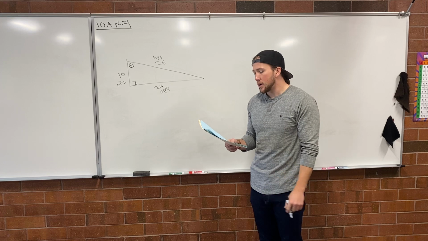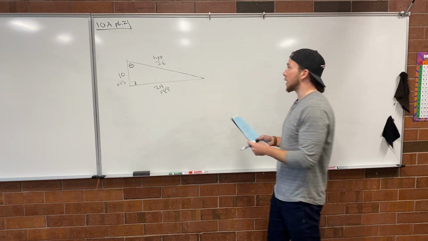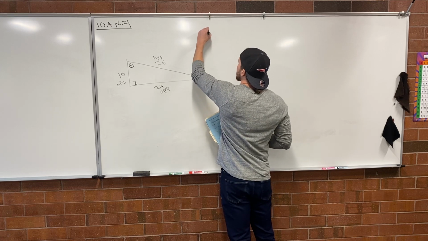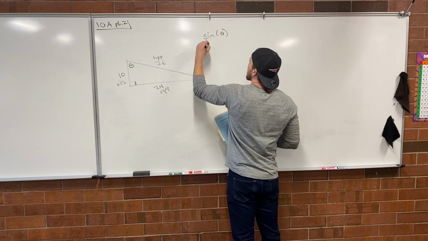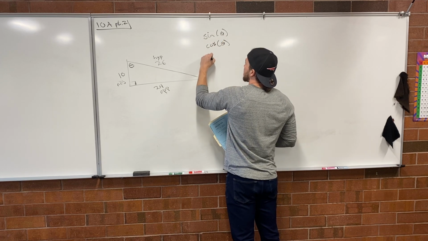Now what we want to do is establish what each of the different ratios are, okay? So over here I'm going to be looking for sine of theta, cosine of theta, and tangent of theta.